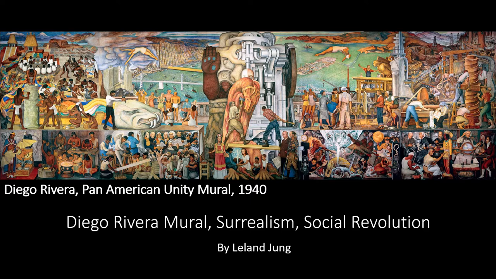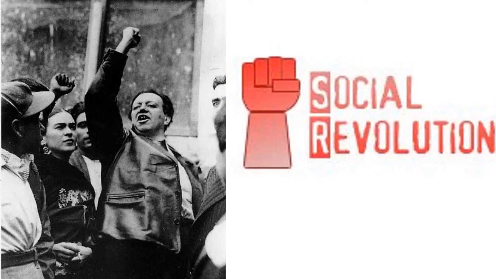Today I'm going to be talking about the Diego Rivera Pan-American Unity Mural, Surrealism and Social Revolution. This is the sixth video and final video of our series. In earlier videos, we showed how Surrealism was an anti-war literary and art movement that also wanted revolutionary change.